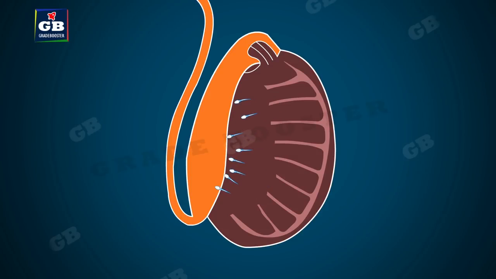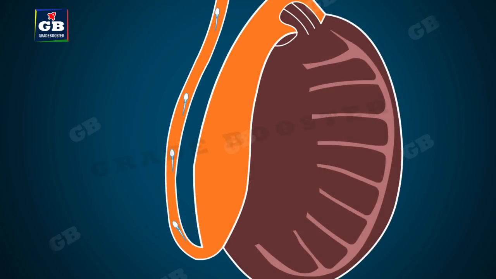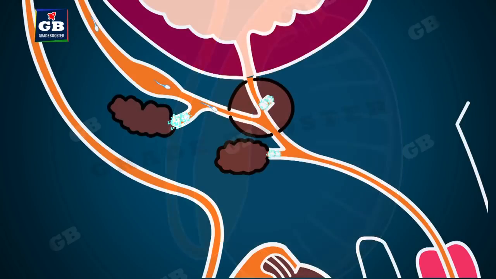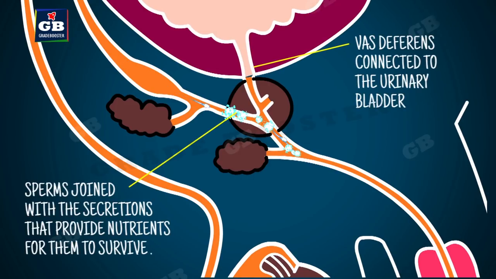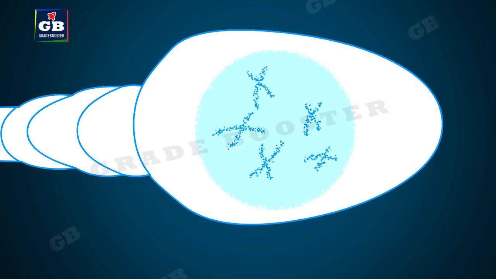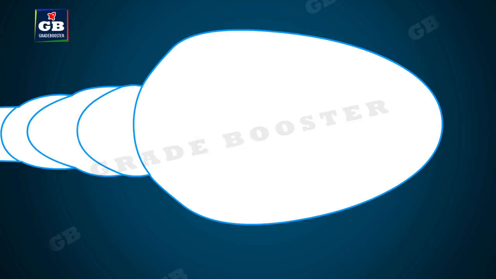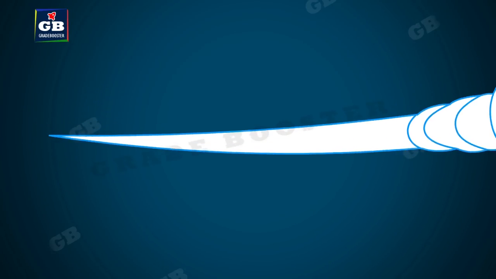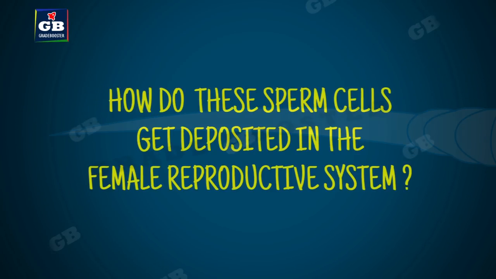Sperm cells formed in the testes travel through a tube called vas deferens, and on the way, they are joined with the fluid secretions from prostate gland and seminal vesicles. The vas deferens is a common duct for both the sperms and urine. It is also connected to urinary bladder. The sperms are tiny bodies that consist of mainly genetic material and a long tail that helps them to move towards the female germ cell.